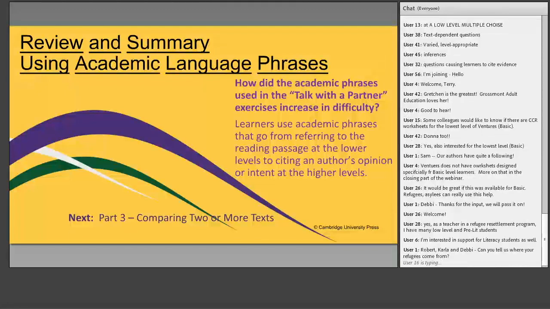This wraps up the section on vocabulary exercises. Now Dennis will share activities for comparing and analyzing 2 or more texts and writing about them.